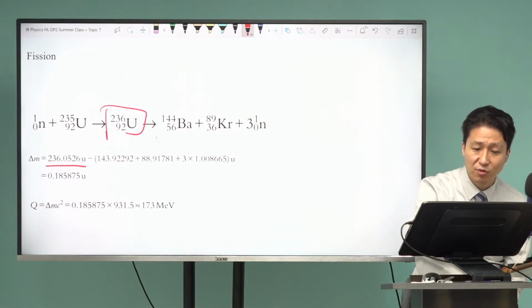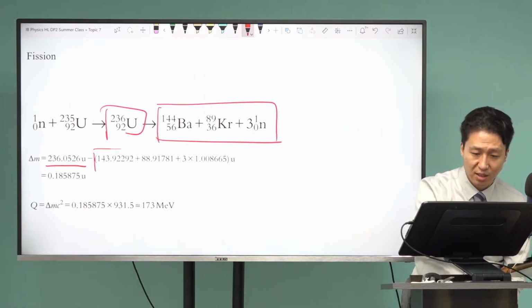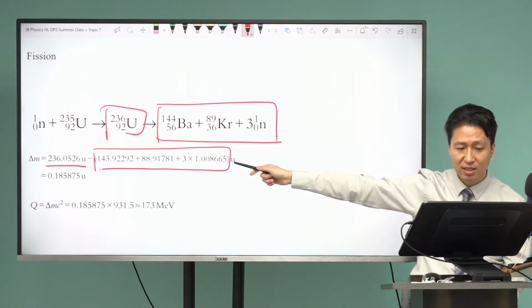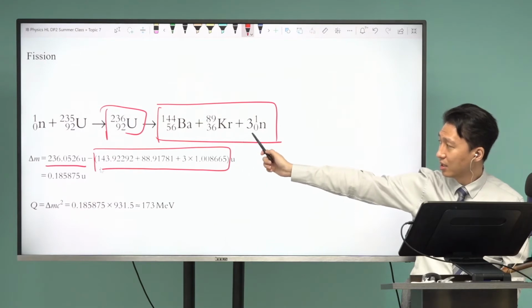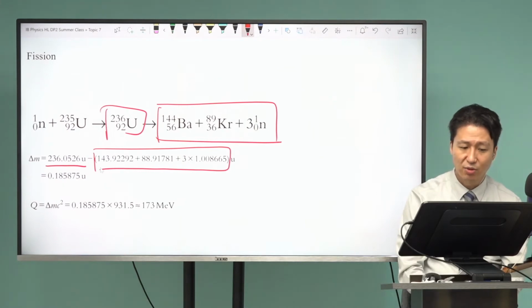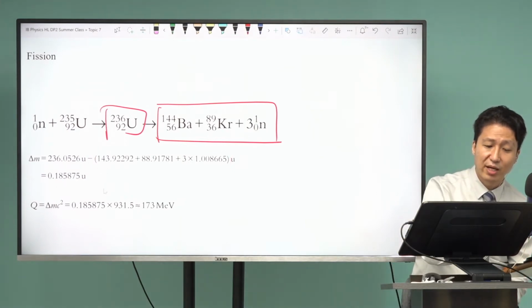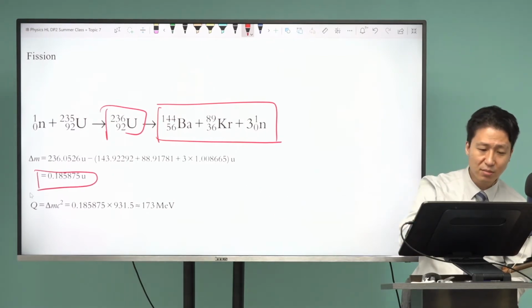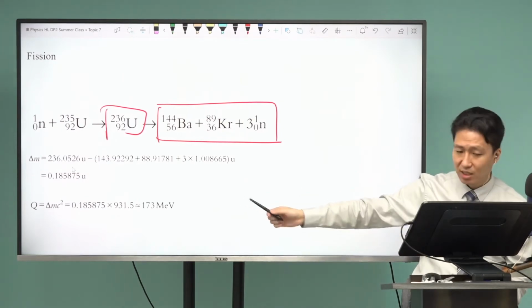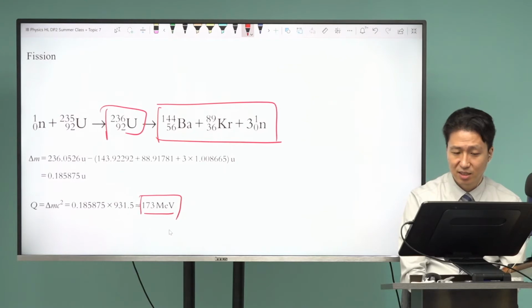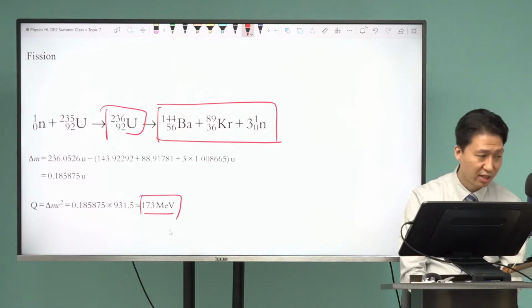Next, these three are the products, right? Here. Barium has this atomic mass. Krypton, that. 3 neutrons. Neutrons times 3. And you subtract. And there's a mass difference that is positive, so this means that energy was released, right? Energy having been released, there's 173 mega electron volts of kinetic energy released. Quite a lot of energy, right?